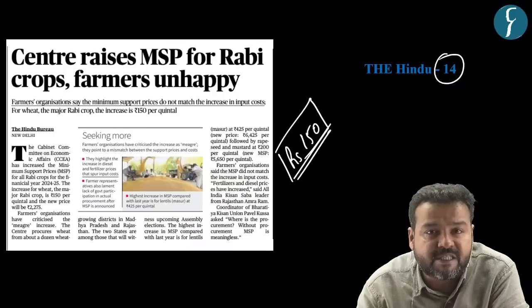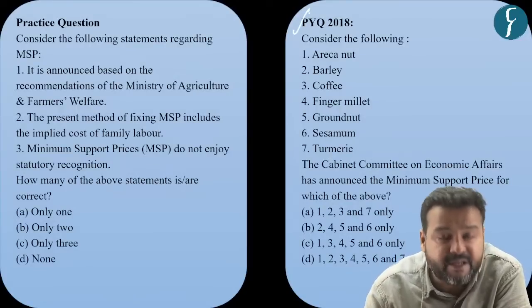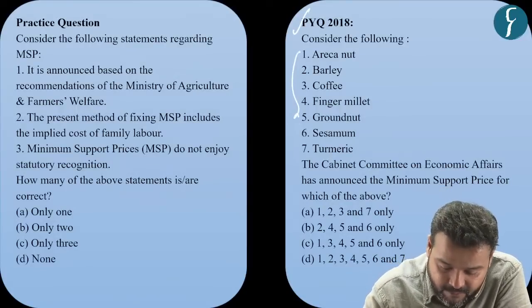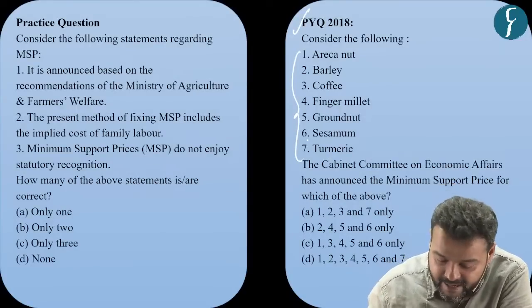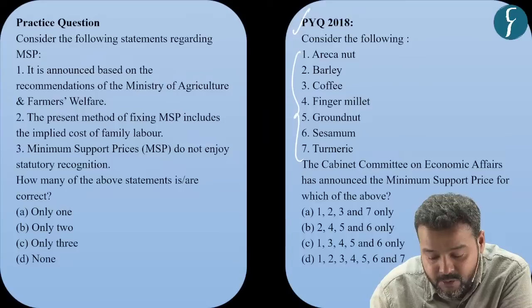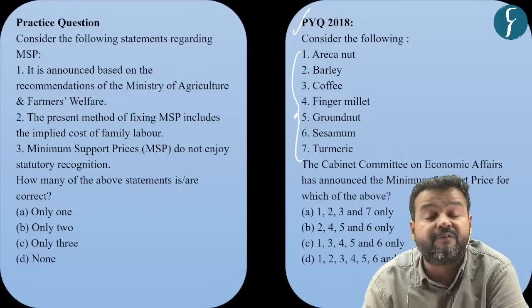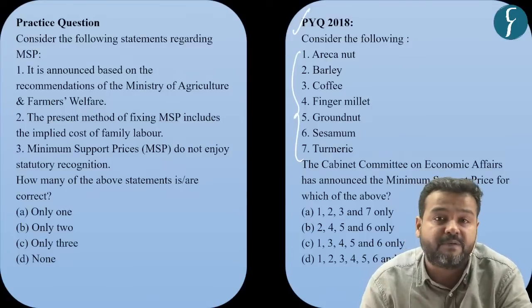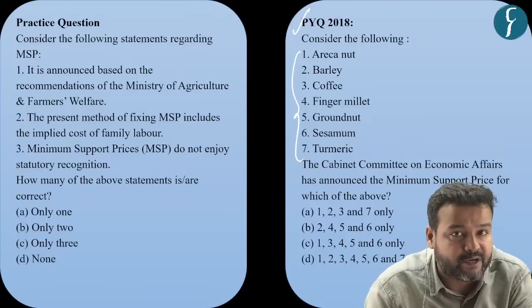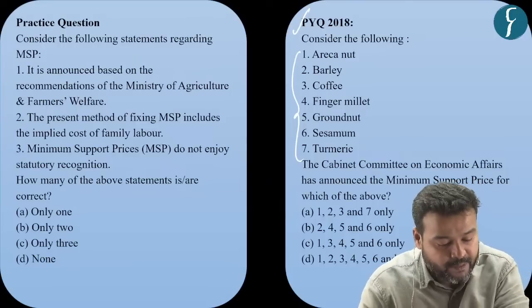So topic of MSP is important from the perspective of your UPSC examination. As you can see here, in 2018, UPSC had given following food crops and asked that the Cabinet Committee on Economic Affairs has announced the MSP for which of the above. You had to identify the crops for which the MSP was announced. So try to attempt this question also. Meanwhile, we will take up the practice MCQ.